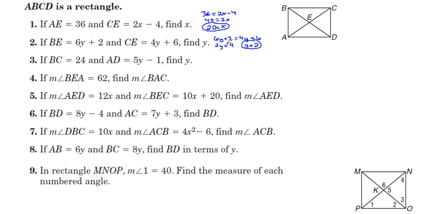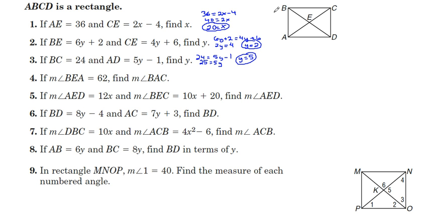Okay, for number 3, BC is 24, that's this top right here, and AD is 5y minus 1, find y. We just need to set them equal to each other, 24 equal to 5y minus 1. Add 1 to both sides to get 25. We'll divide both sides by 5. Y equals 5.